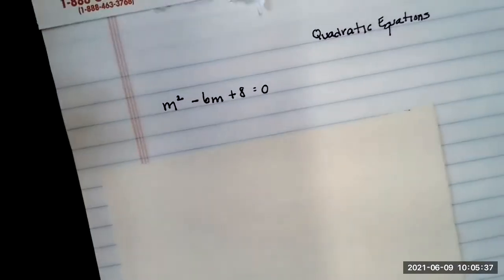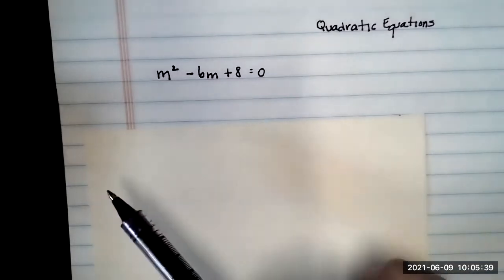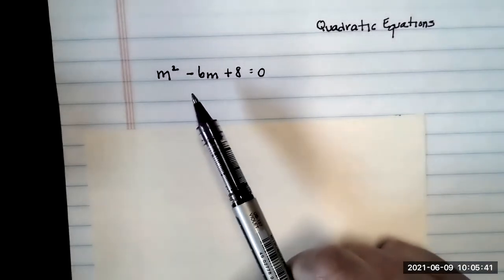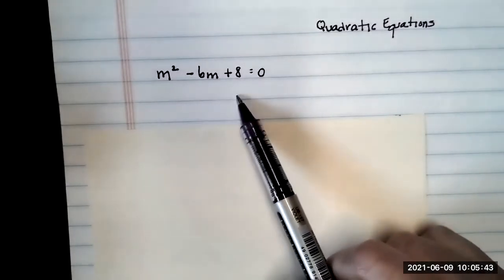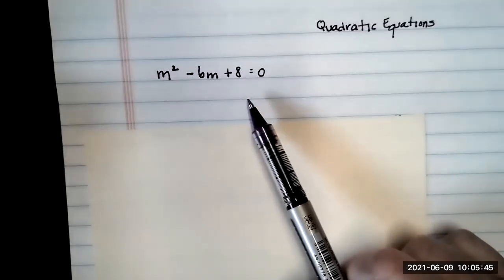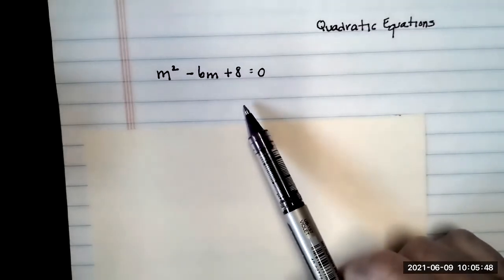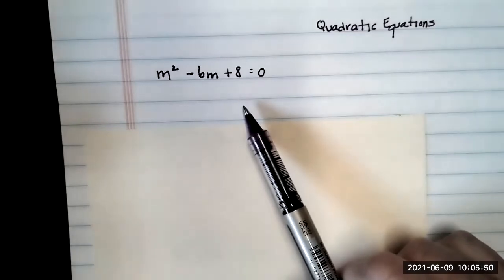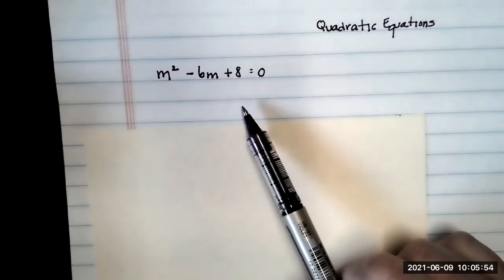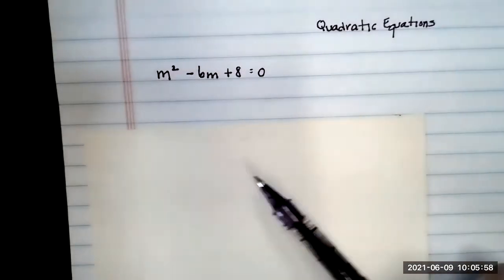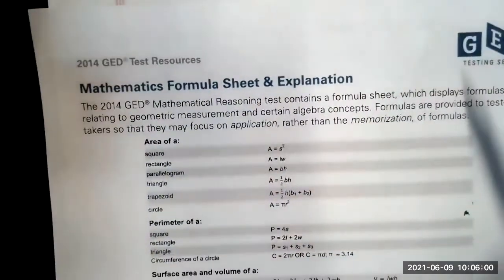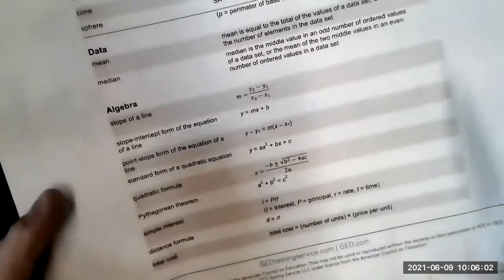All right, this is a quadratic equation: m squared minus 6m plus 8 equals 0. And what you are looking to do is solve it in 2 ways. Let me grab the formula sheet. So on the test, you have this formula sheet available.